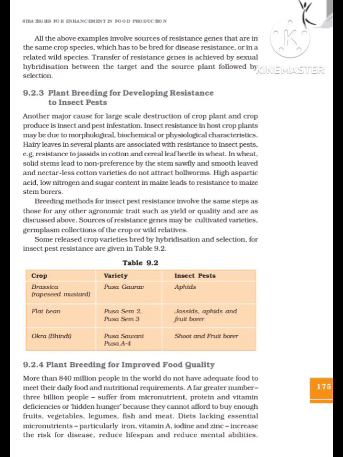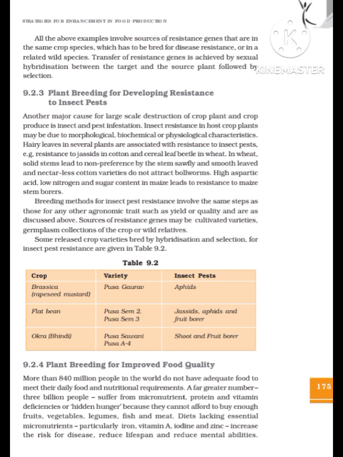Breeding methods for insect pest resistance involve the same steps as those for any other agronomic trait such as yield or quality and are as discussed earlier. Sources of resistance genes may be cultivated varieties, germplasm collections of the crop, or wild relatives. Some released crop varieties bred by hybridization and selection for insect pest resistance are given in Table 9.2. Table 9.2 Crop variety insect pests: Brassica, rapeseed mustard, Pusa Gaurav, aphids; flat bean, Pusa Sem 2, Pusa Sem 3, jassids, aphids, and fruit borer; okra, bhindi, Pusa Sawani, Pusa A-4, shoot and fruit borer.